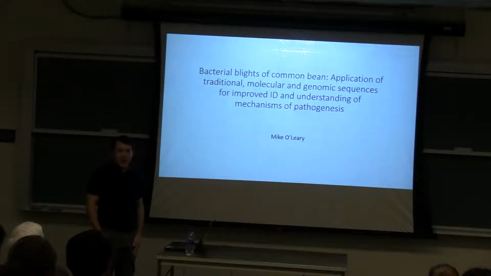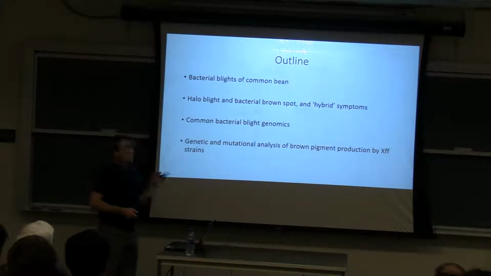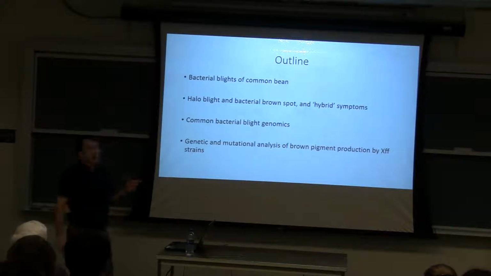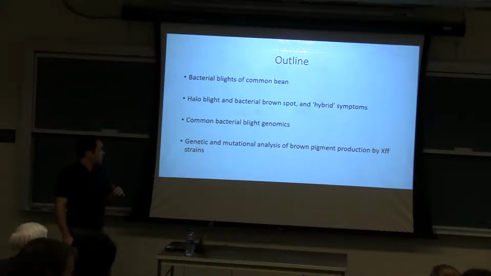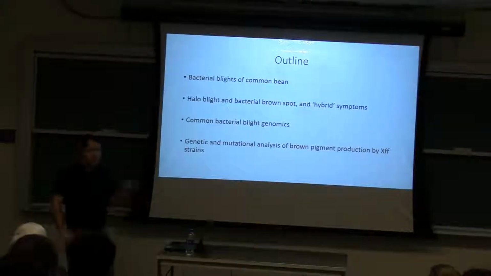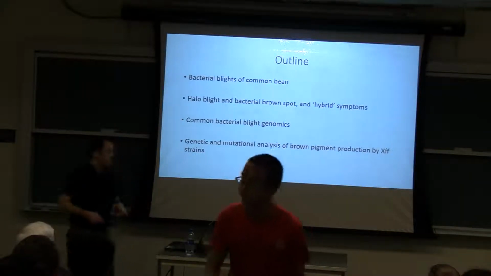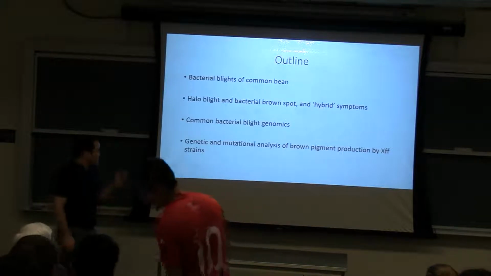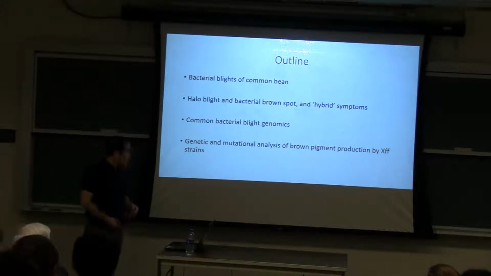So like Bob mentioned, I am a plant bacteriologist at this point, and I work on bacterial blights of bean. So what I'm going to do is talk a little bit about those, just generally, and then go into this more applied work, looking at halo blight and bacterial brown spot, and that unusual symptom that Bob mentioned. And then after that, we'll dig into the common bacterial blight genomics work that I did, and then wrap up with some genetic and mutational analysis of this interesting phenotype, brown pigment production, that one of the species that causes common bacterial blight has.